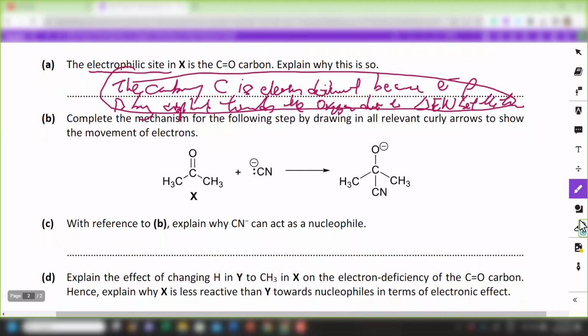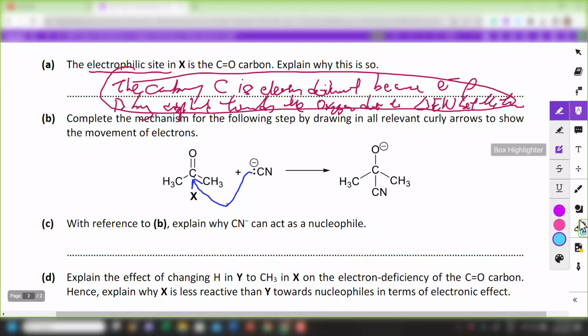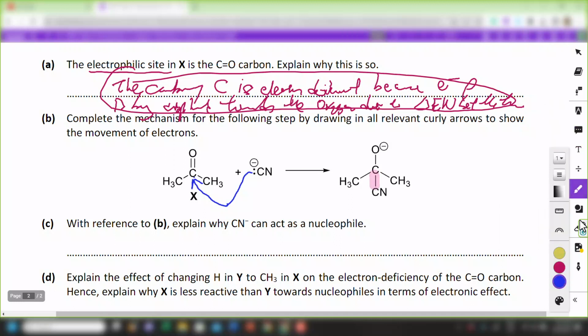Then you were told to complete the mechanism of the following step by drawing all relevant curly arrows. So the cyanide, the lone pair, you can draw it, will attack this carbon. How do you know that it will attack this carbon? You know it because there is a new bond being formed over here. Because there's a new bond being formed there, the electron density of the carbon in cyanide must attack the carbonyl carbon.